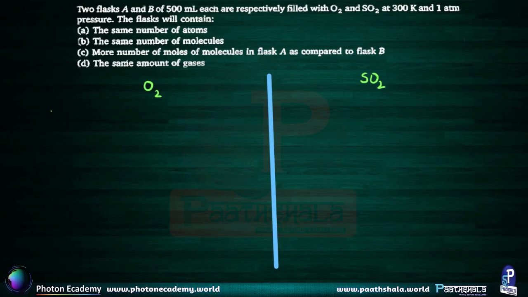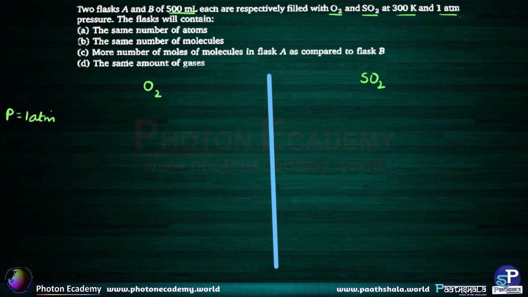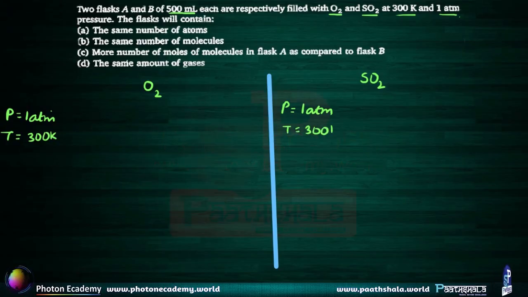Two flasks A and B of 500 ml each are respectively filled with oxygen and SO2 at 300 Kelvin and 1 atm. The flasks will contain, we have the pressure as 1 atm for both the flasks, the temperature as 300 Kelvin, and the volume as 500 ml.